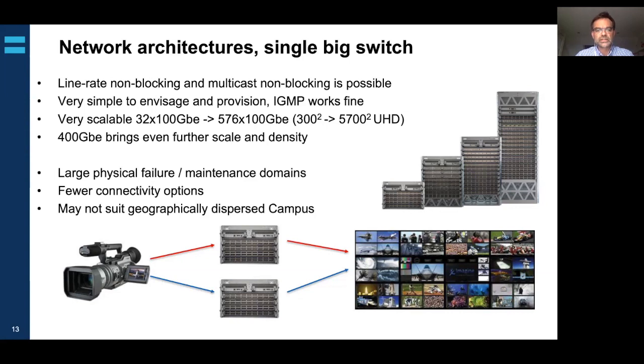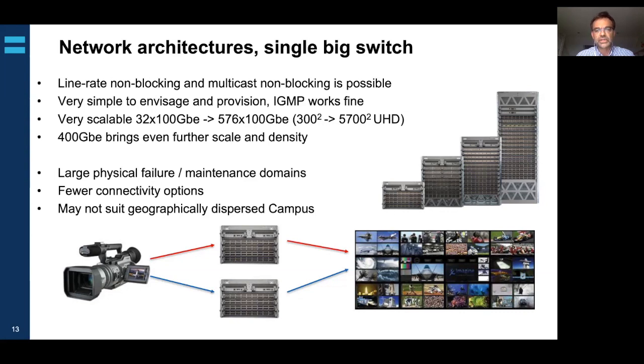There's plenty of these around. Quite a lot of the early installations look like this, two big switches, whatever size you need them to be. And there's a lot of scope, from a 32 times 100 gig up to 576 times 100 gig, for example, size of switches available from many vendors. What that gives you is incredible scale. If you think of that 32 times 100, that's basically 300 squared UHD. If you think of the 576 squared, that's basically 5,700 squared UHD. So they're incredibly large. 400 gig will bring that up by a factor of, well, 4, strangely. So even bigger.